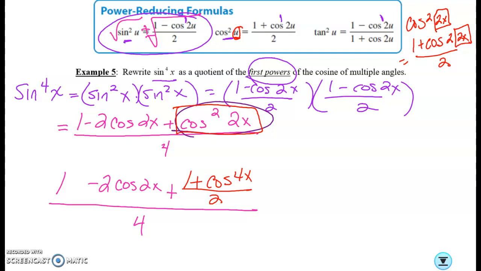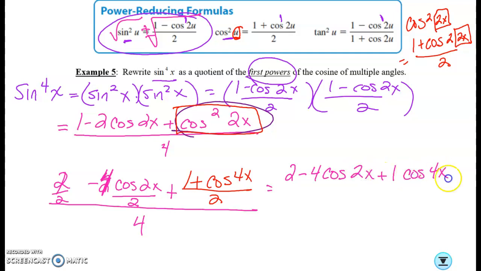So we still have some cleaning up to do. Hopefully you see on top we need a common denominator. So I'm going to put this over 2 and turn this into a 4, and I'm going to put this over 2 and turn this into a 2. So now on top I have 2 minus 4 cosine of 2x plus 1 cosine of 4x. And technically this common denominator of a 2 is now down here with the 4, and it's an 8.